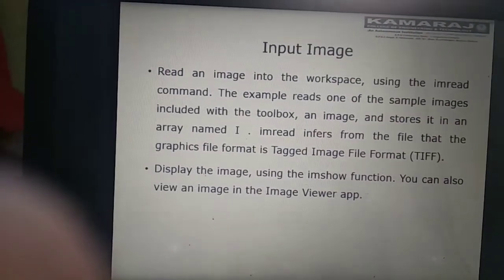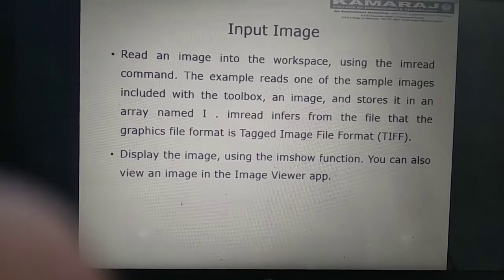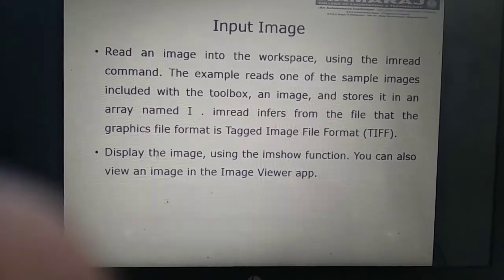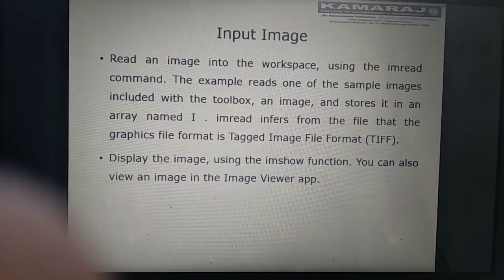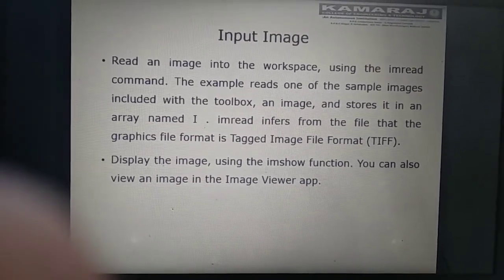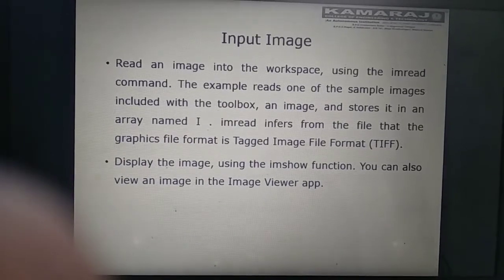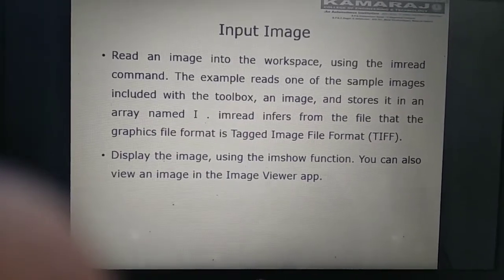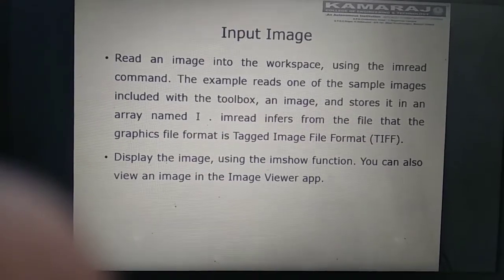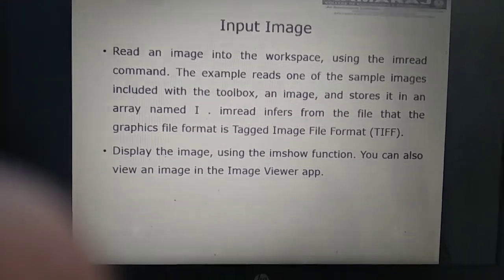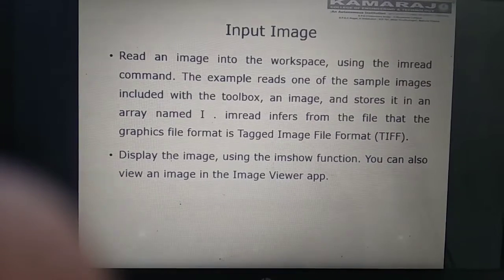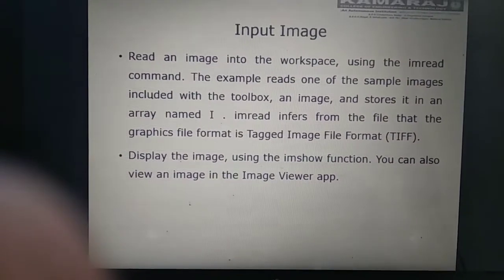First, input image. Input image using an imread command, that is the image read command. The example reads one of the sample images included with the toolbox and stores it in an array named I. Imread infers from the file that the graphic file format is Tagged Image File Format. Display the image using the imshow function, that is the image show function. You can also view an image in the Image Viewer app.